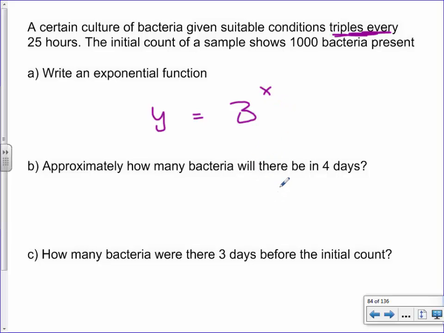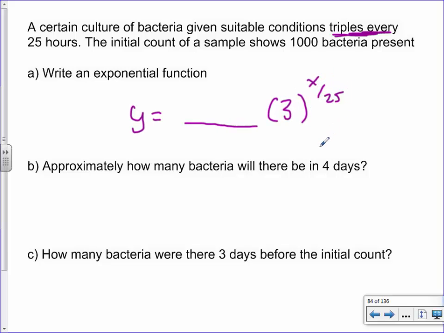Let me just rewrite it again, though, because I want some more room here. y equals an A value, which I haven't gotten to yet. Then it's going to triple, and it's going to do that every 25 hours. But I've missed an A value. What happens if we do nothing? What happens if time is literally at 0? What is 0 divided by 25? It's 0. What is 3 to the 0? 1. But we didn't start with 1 bacteria. We started with, that's what this number here is.